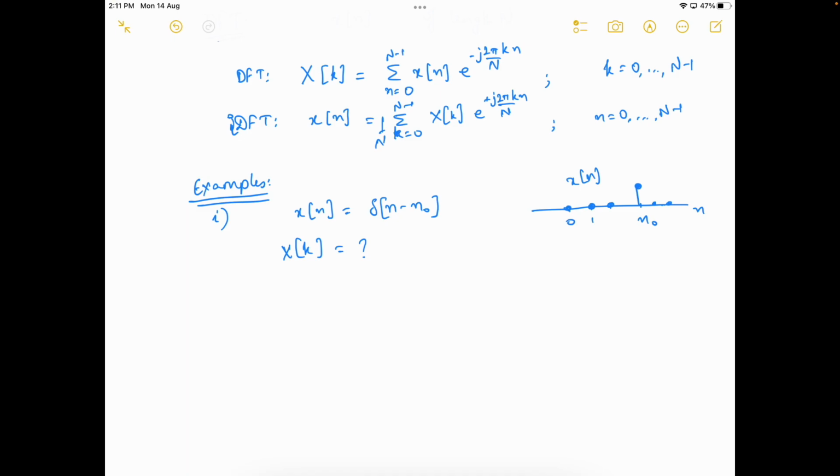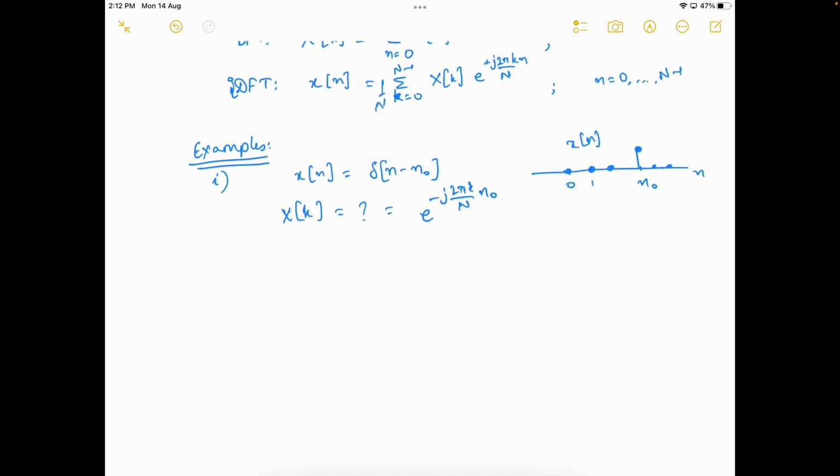This is simply the summation over the Kronecker delta function. Simply put n equal to n naught, that term will be non-zero, every other term will be 0. So this is basically equal to e to the power minus j 2 pi k upon capital N, and here instead of n, you will have only the n naught term. When n is equal to n naught, only that term will appear. All other terms will be 0, right? So that is my Fourier transform.